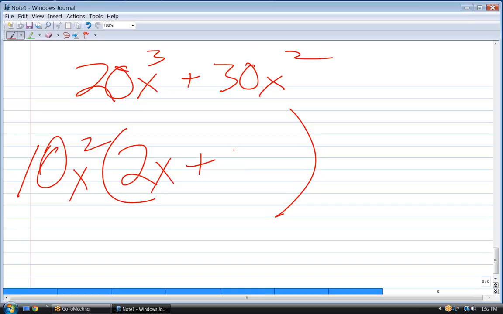Would that be the 10 divided? No, yeah, 10 divided by 30. 30 divided by 10. Oh, my bad. So it would be 3x, or just 3. Now, which is correct?